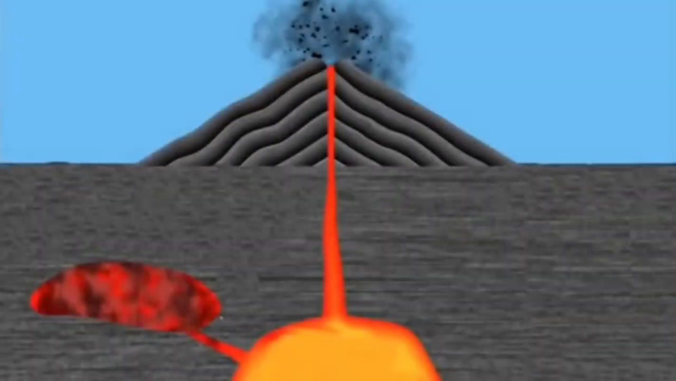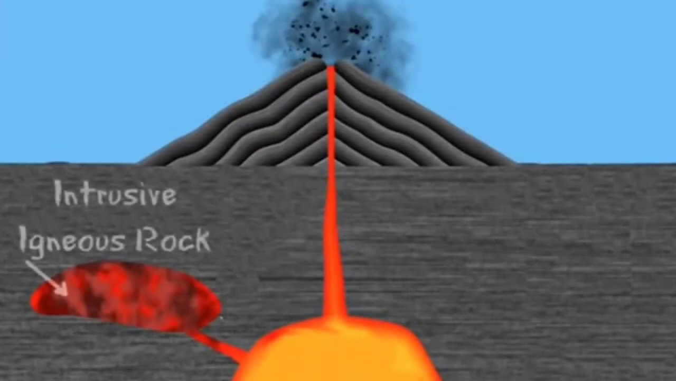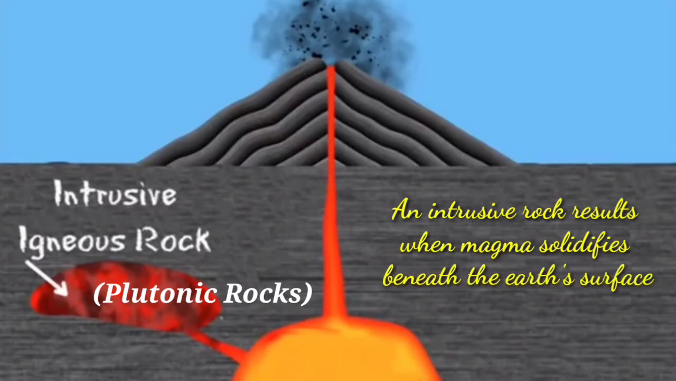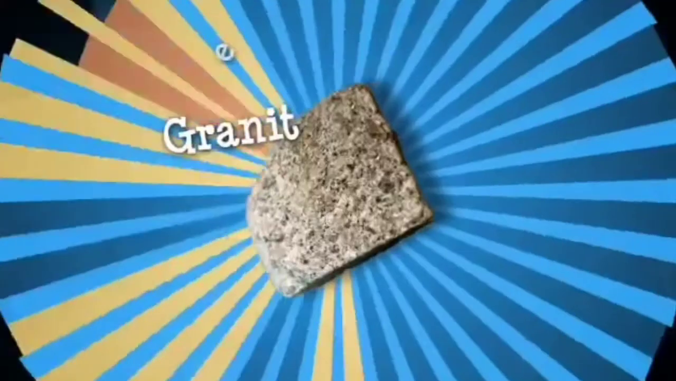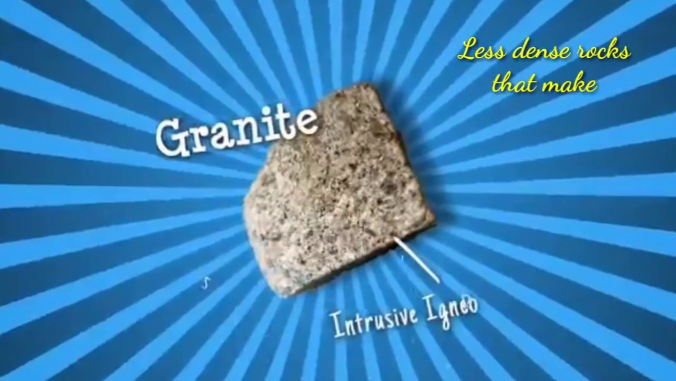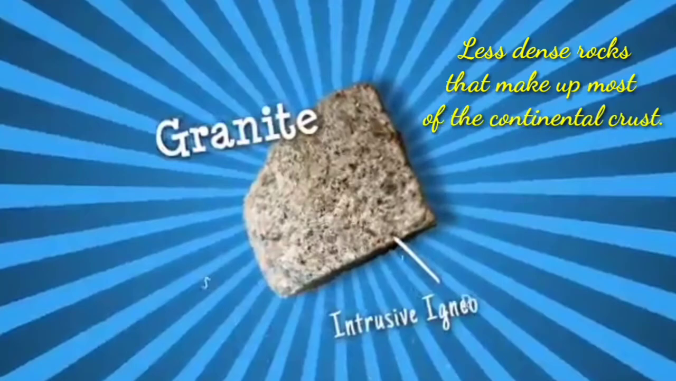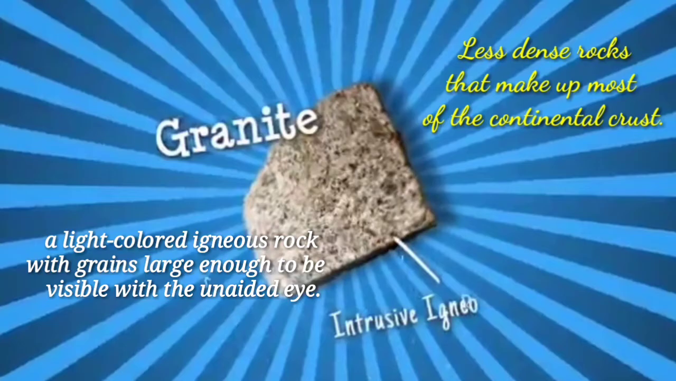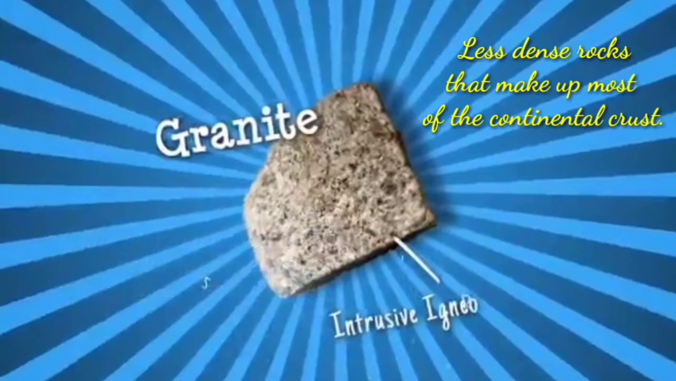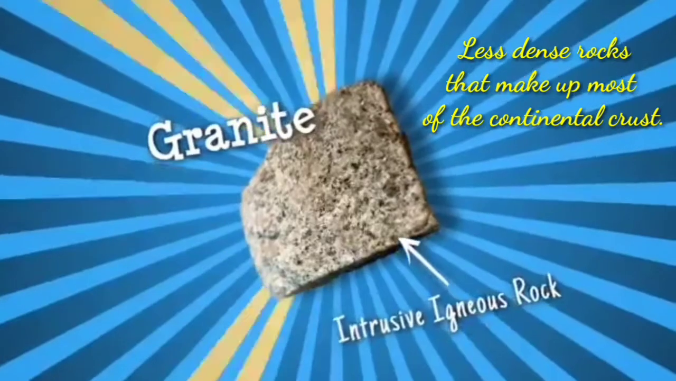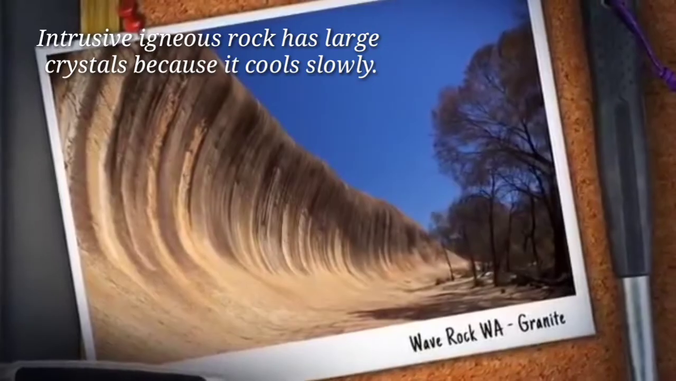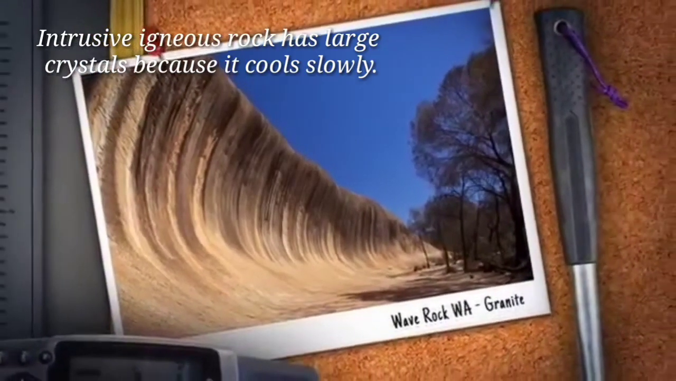When molten material cools slowly beneath the Earth's surface, intrusive or plutonic igneous rocks are formed. An intrusive rock results when magma solidifies beneath the Earth's surface. One example of intrusive igneous rock is granite. Granites are less dense rocks that make up most of the continental crust. These are light-colored igneous rock with grains large enough to be visible with the unaided eye. Because of the way these rocks solidify, intrusive igneous rock has large crystals because it cools slowly.